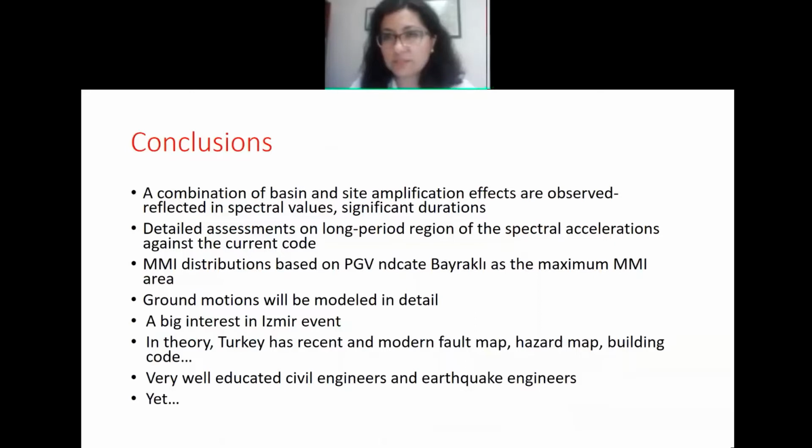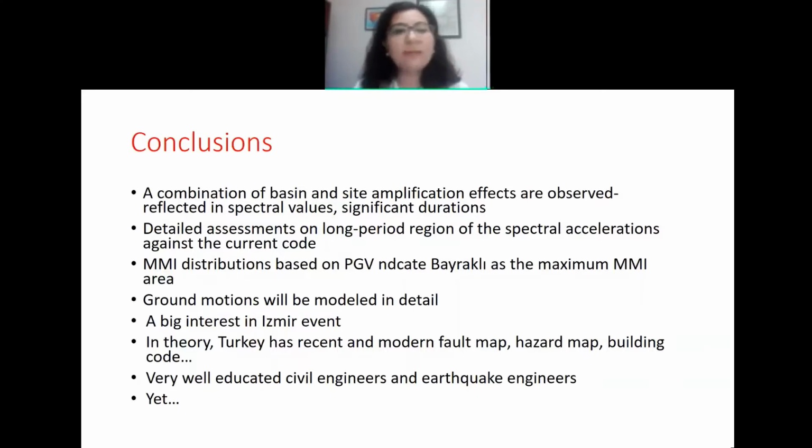Let me conclude this very short talk. We have a combination of basin and site amplification effects that is reflected in the spectral values and significant durations. We are still below the code, but we have to make detailed assessments on the long period amplification range of the spectral accelerations with the current code. We have to do further talks about it, further reports about it. MMI distributions based on PGV indicate Bayraklı as the maximum MMI area of 7. We will model these ground motions in detail through simulations if we can find detailed velocity models.